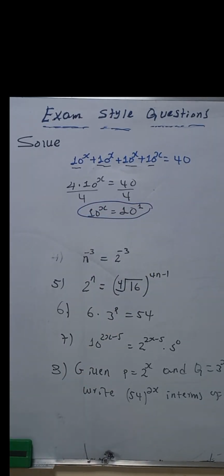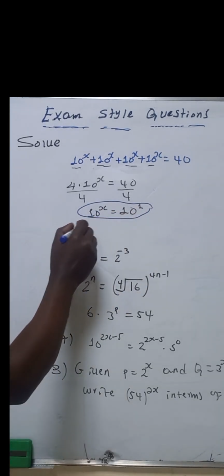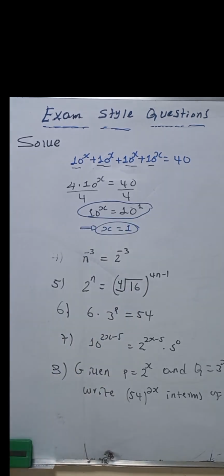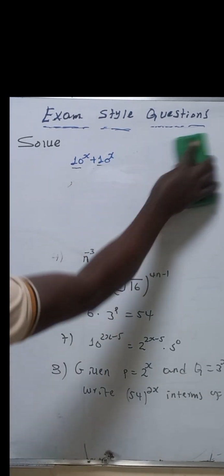So look, these two exponential expressions have the same base with different exponents. So the exponents should be equal. Now the value for x will be 1. This is how we solve for the value of x for this problem. Let's see the next problem.